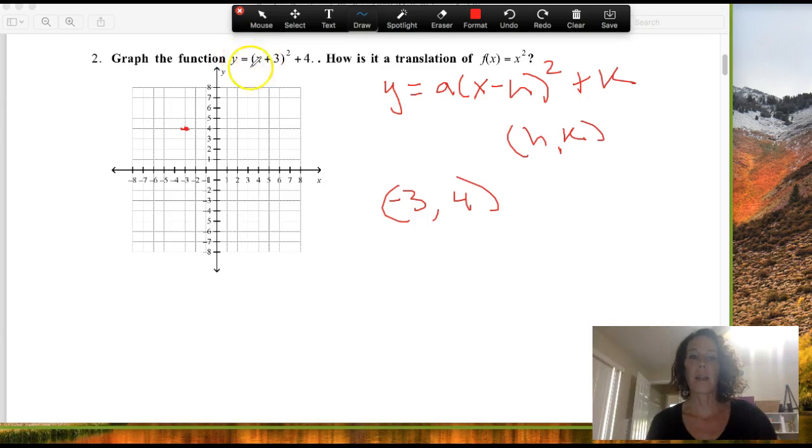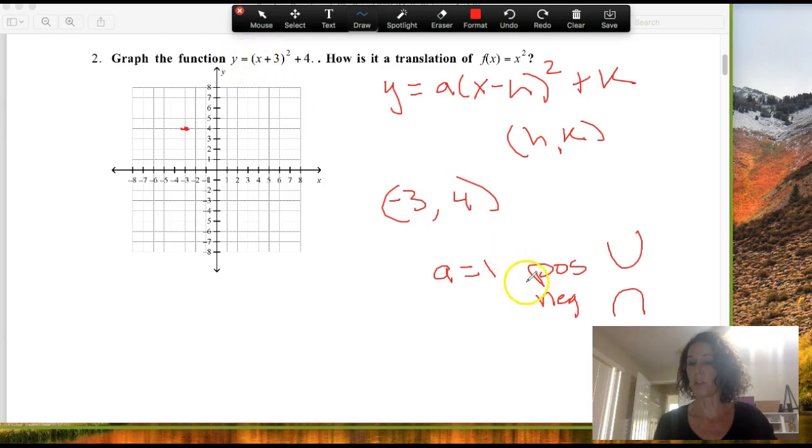Now looking at here, there's nothing written for my a value, so my a value is 1. When my a value is positive, my graph opens up. When my a value is negative, my graph opens down. Now my a value here is just 1, so it's positive. I know I'm going to open up. Let's just plot a few more points to make sure I open up at the right spots.